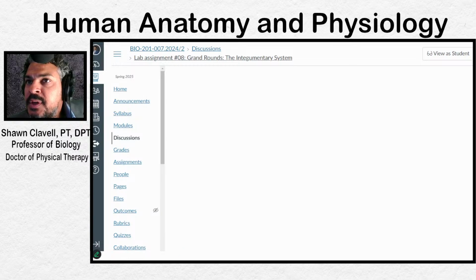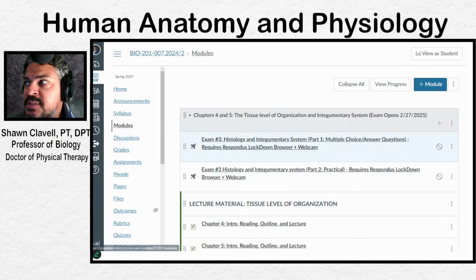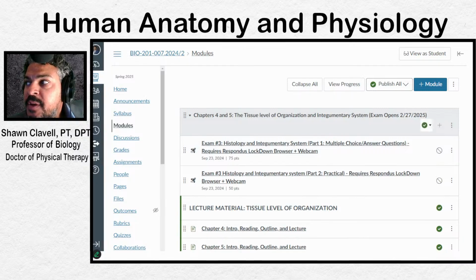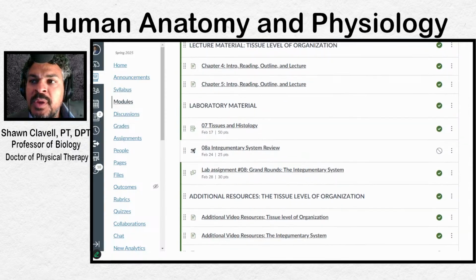The test for this section will be posted when we get back into Canvas. It's going to be opening on February the 27th, so a week from tomorrow. It'll be open all the way until Sunday. Like our tests have previously, it opens on Thursday all the way till Sunday, where it will be due Sunday night at midnight.